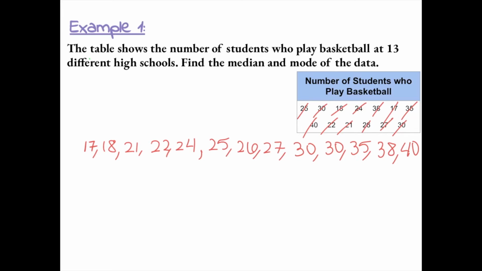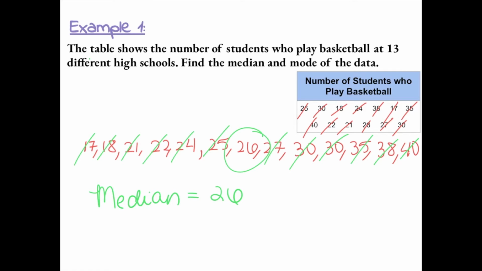Now that we've sorted the data from least to greatest, now we need to find the number directly in the middle, and that'll be our median. So because the number 26 falls directly in the middle of the set of data when it's sorted from least to greatest, our median is 26.